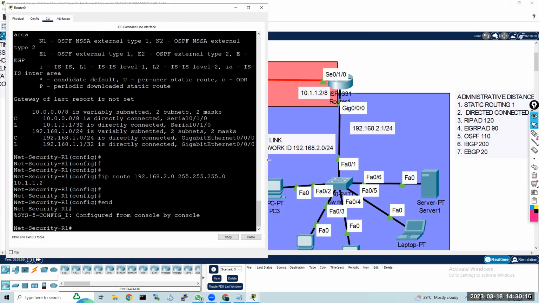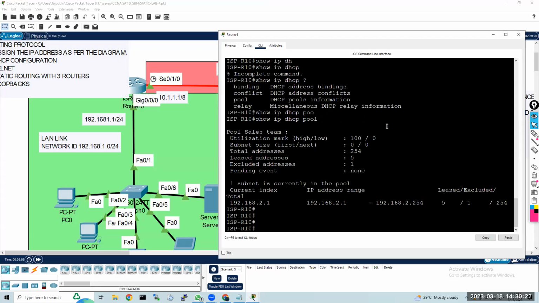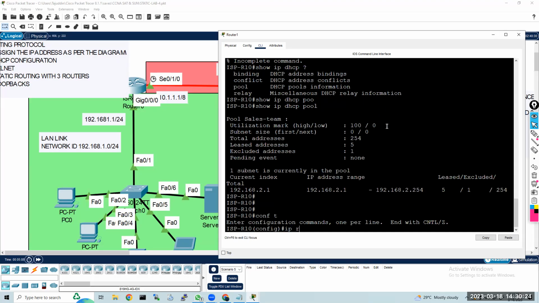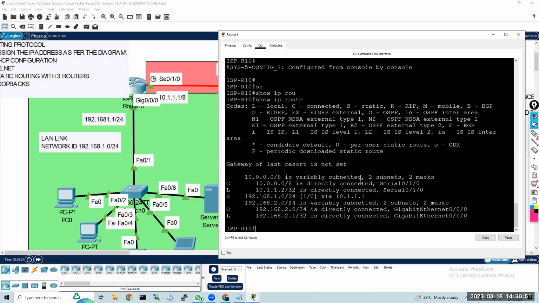That's it. And the same thing from router 2 as well. So from router 2, how do I configure? Go to global configuration mode, ip route to reach the 1 network from this side. Give the subnet mask and give the next hop. Next hop is 10.1.1.1, because this is 10.1.1.1. Correct. Done. So show ip route. Now we can see it has been learned. Let's check from this side.